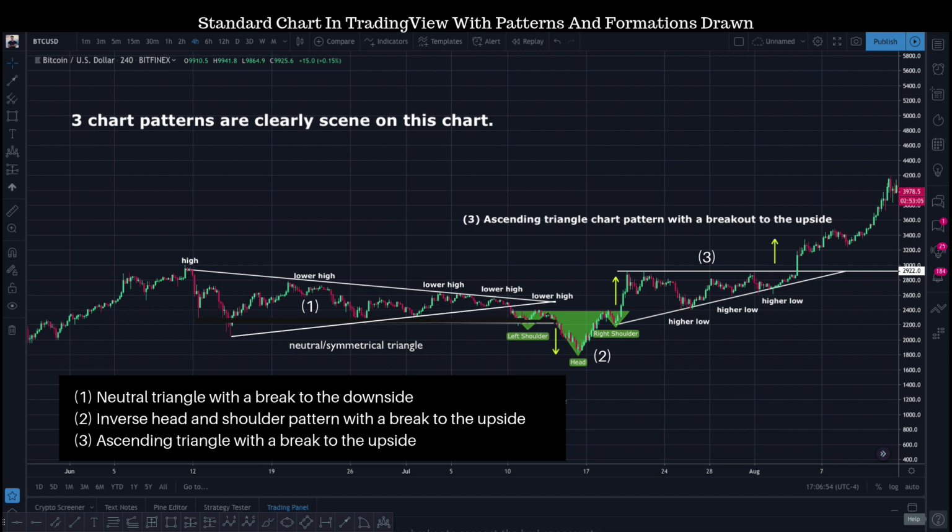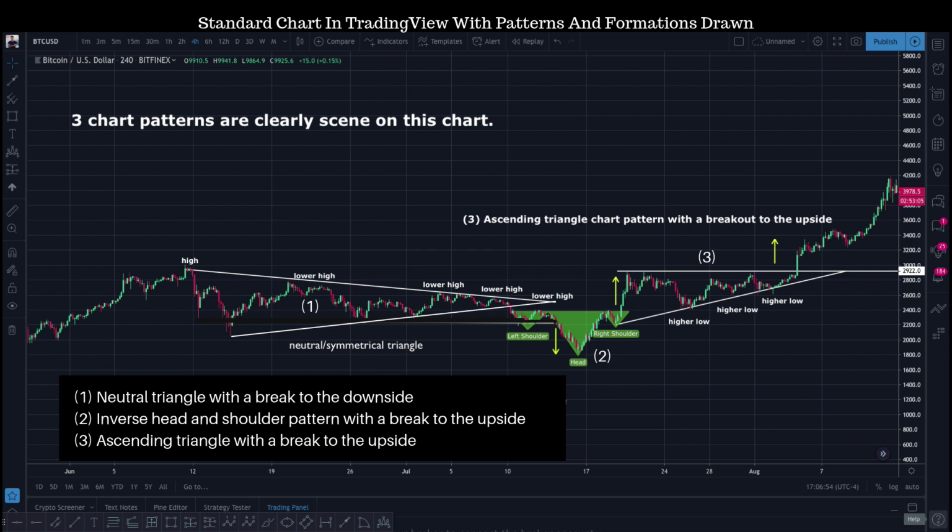How you choose to play patterns is up to your personal preference and risk tolerance. The greater the risk, the greater the reward. This is always the case. And so you could see that there's the three different examples of the classical chart patterns. There's the neutral triangle, there's the inverse head and shoulders, and then there's the ascending triangle on the right. And these are classical, price action chart patterns. Remember though, there's also computerized technical indicators that can really help out with your trading.